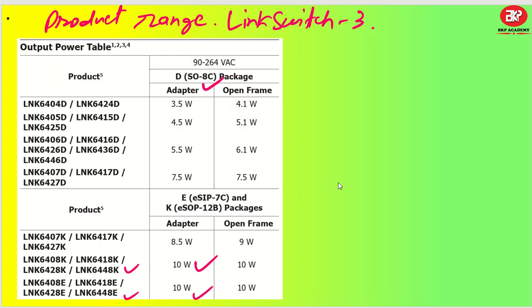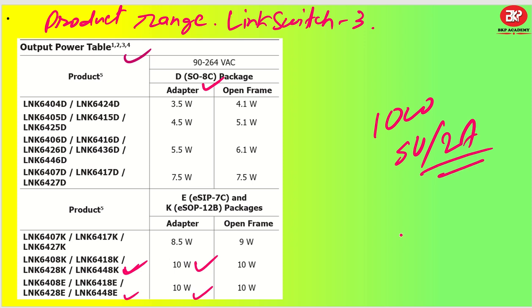From the product output table you can see what the different products are capable of. We will be taking up the LNK6448K device, that is our specific purpose because this is the one which we have used in our client design for a 10 watt application with 5 volt output and 2 ampere ratings. So this is the device that we have used.